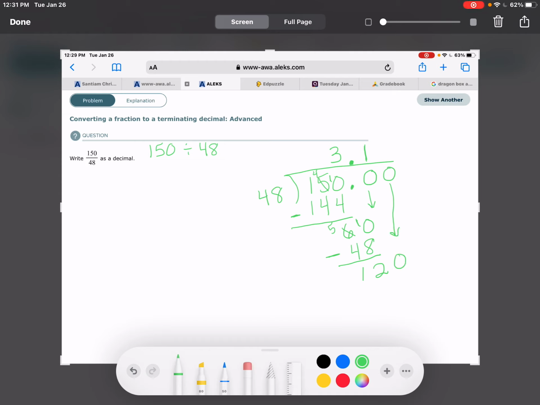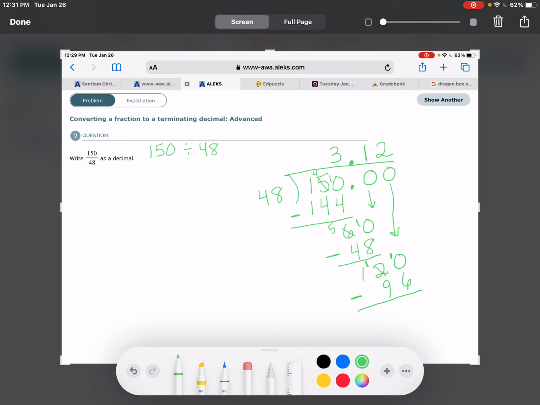Well, remember 48 is kind of close to 50, so 50 goes into 100 twice, but it doesn't look like we're going to have enough to go more than 2 times. So let's try 2. 2 times 8 is 16. I'm carrying 1. 2 times 4 is 8 plus 1 is 9. So we have a whole bunch left over this time. Let's subtract.